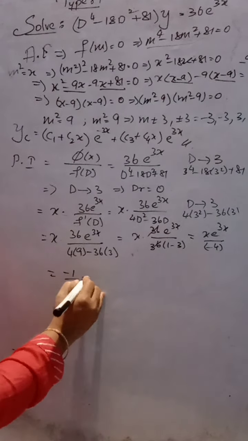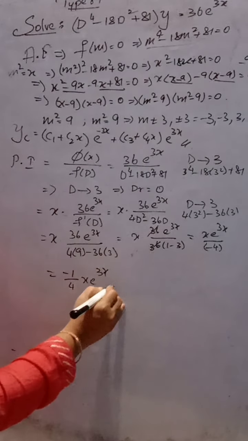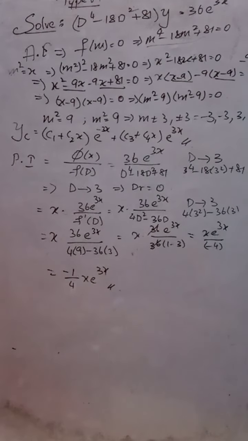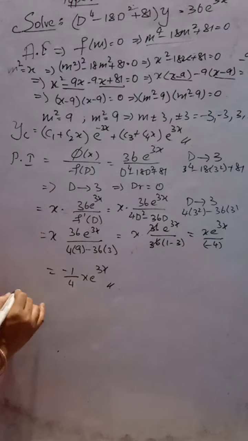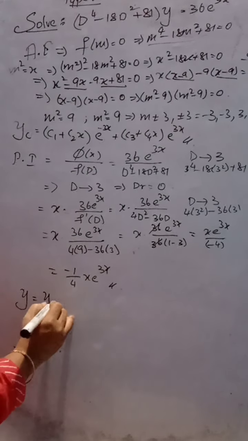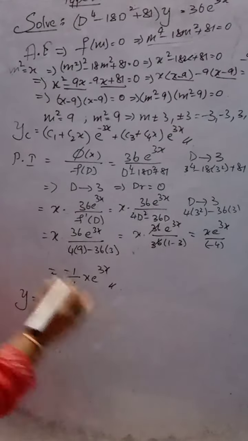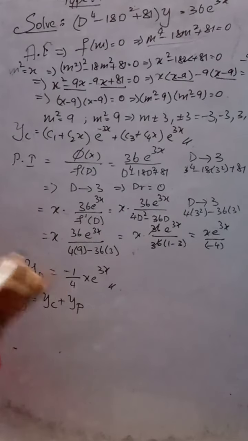Minus 1 by 4 x e power 3x. This is our particular integral. So applying the final solution, y is equal to yc plus yp. Yp is nothing but our particular integral.